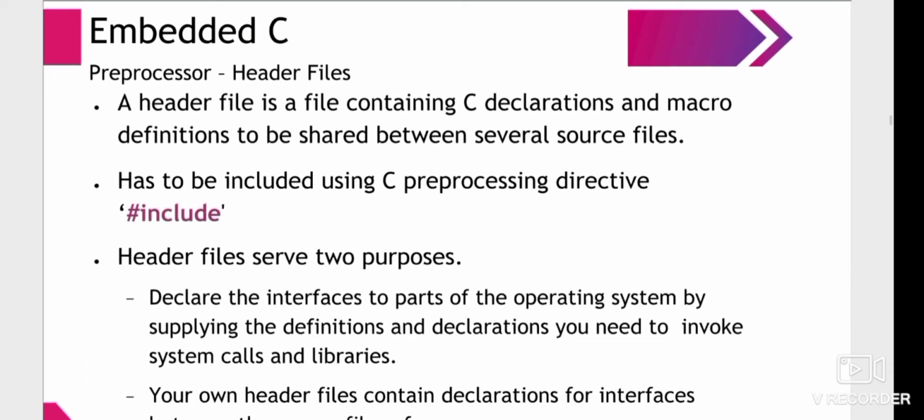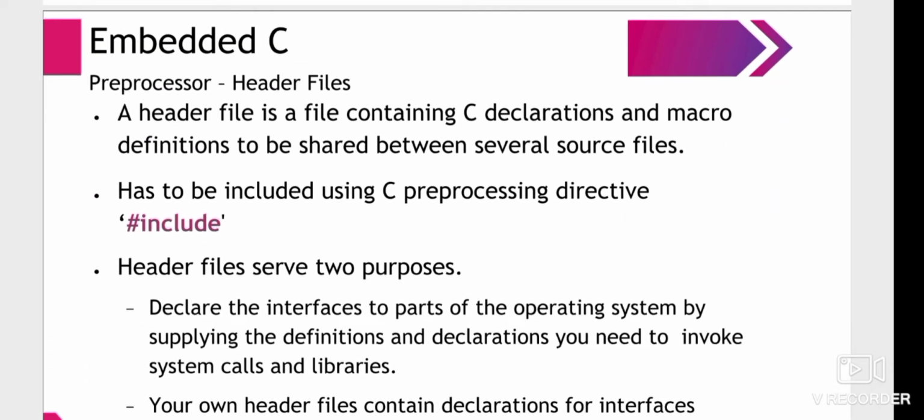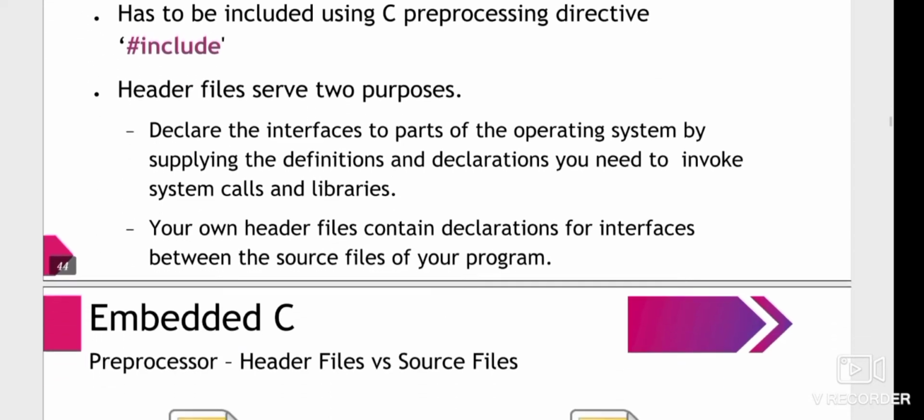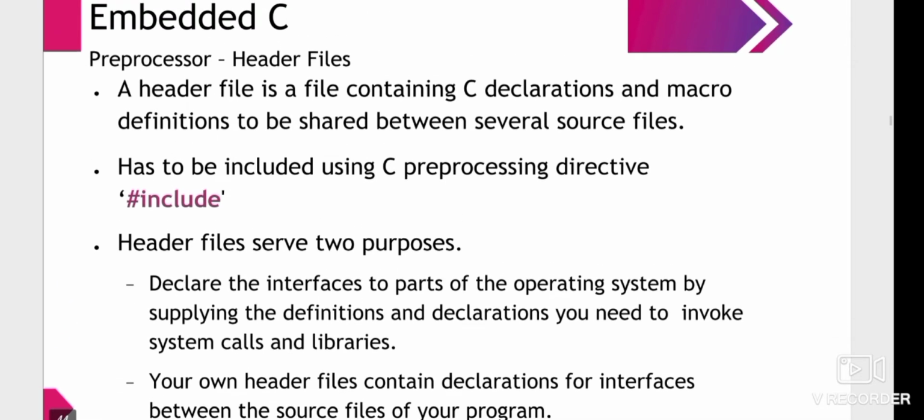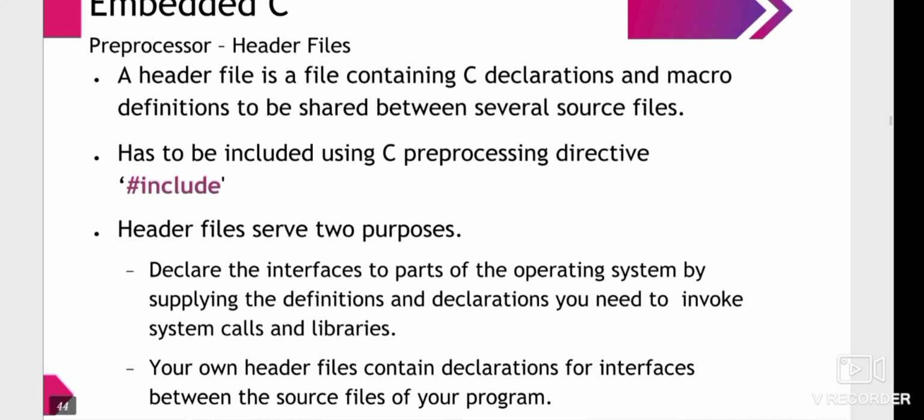We have preprocessors in C. The preprocessor deals with header files and source files. A header file is a file containing C declarations and macro definitions to be shared between several source files. It has to be included using the C preprocessor directive #include.